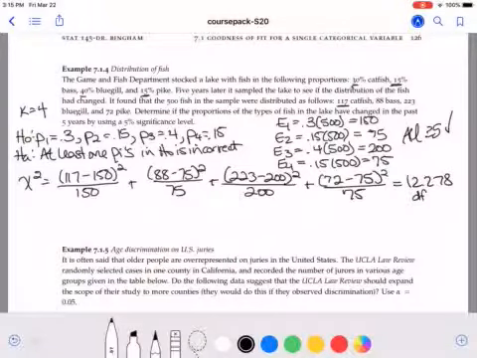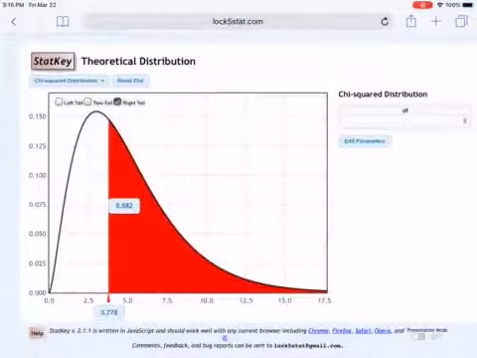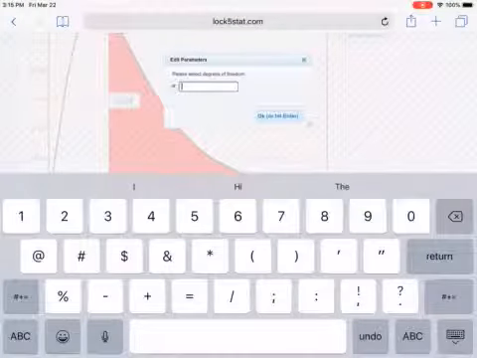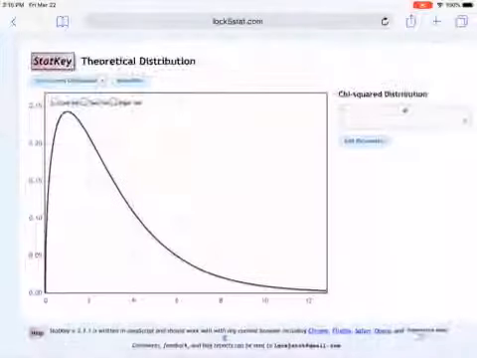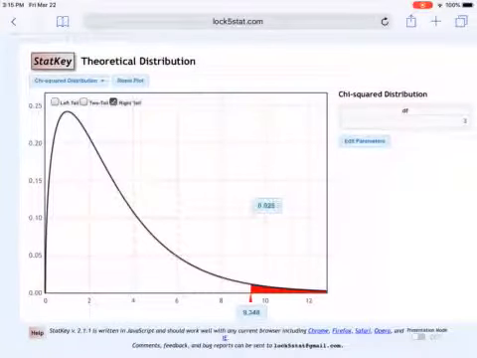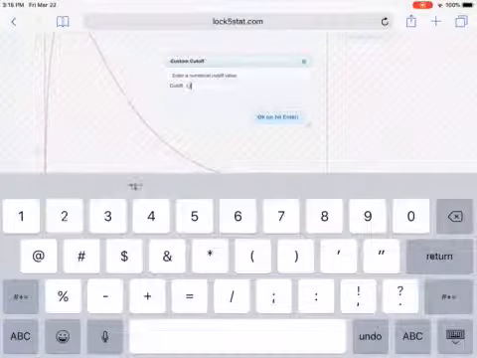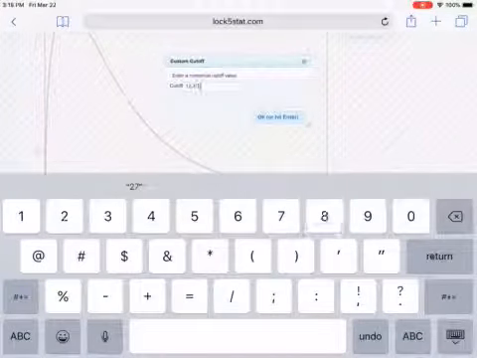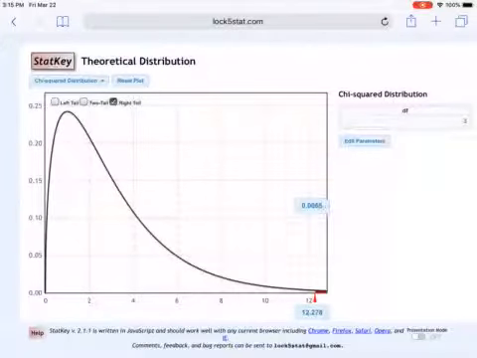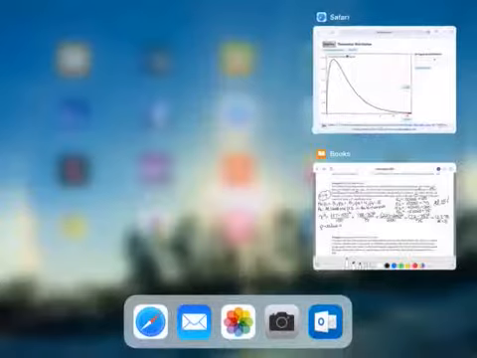Degrees of freedom for the chi-square will be 3, because remember we do k minus 1 and k was 4. So we need to go to StatKey and get our p-value. What we do is put in our degrees of freedom of 3. This will always be a right-tailed test, and then put in our test stat, which was 12.278. And we get a p-value of 0.0065 if we look at that tail area.